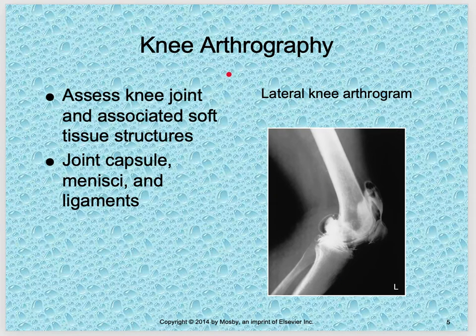So a knee arthrography assesses the knee joint. So know that you're assessing the knee joint and also associated soft tissue structures. The joint capsule, the menisci, and ligaments. So you're going to assess and be able to view all of them. This is showing the lateral knee arthrogram, and you can see the contrast that's been injected into that knee joint.